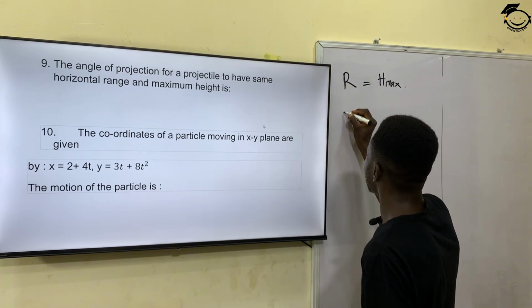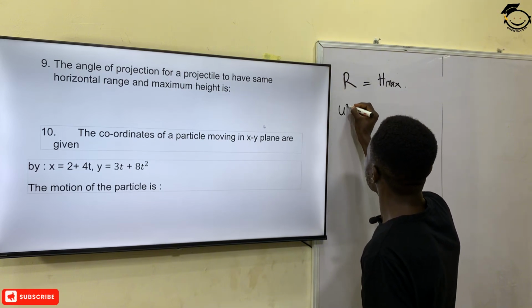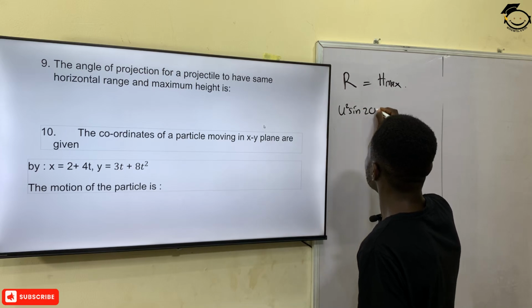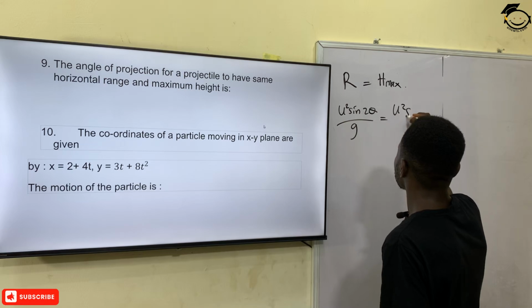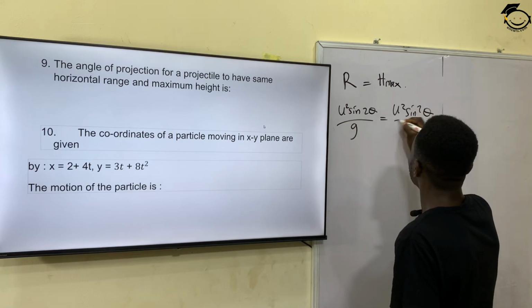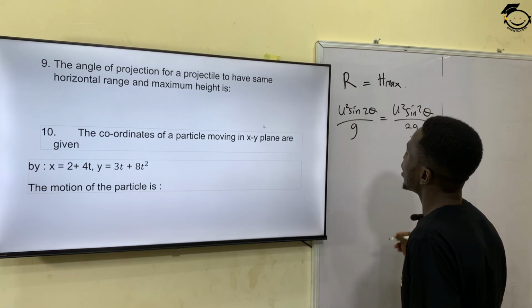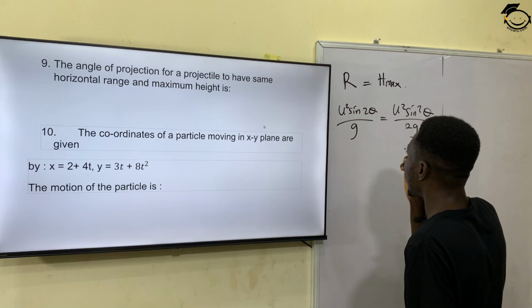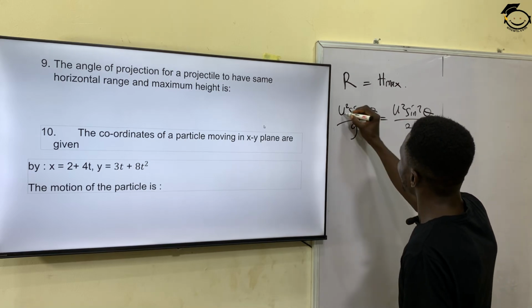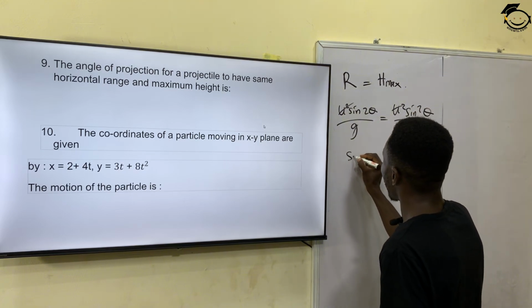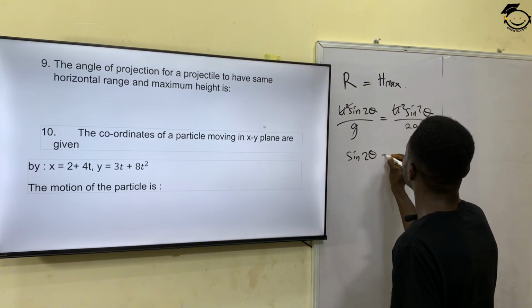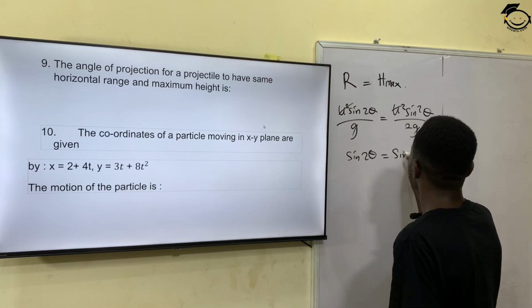I will know that range is supposed to give us u squared sine 2 theta over g, and my maximum height is supposed to give me u squared sine squared theta over 2g. So if we're equating both of them, it means that my u squared can cancel out u squared and my g can cancel out g. It means I have sine 2 theta equals sine squared theta over 2.